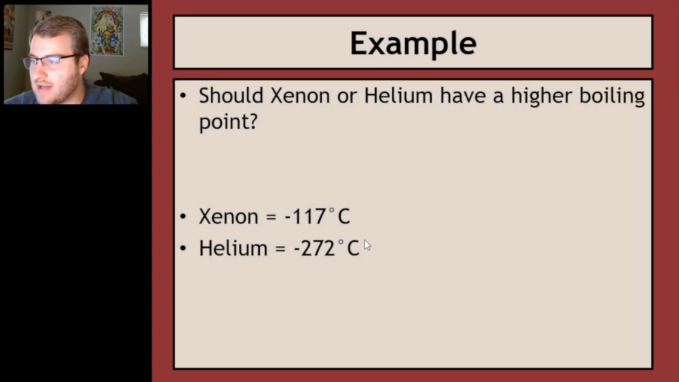And here we have the data. We have their boiling points. We have xenon is -117 degrees Celsius, 117, there it is. And helium is -272. So they're both really low boiling points, but xenon's is much higher, right? It's 160 degrees higher than helium's because it has way more intermolecular forces.